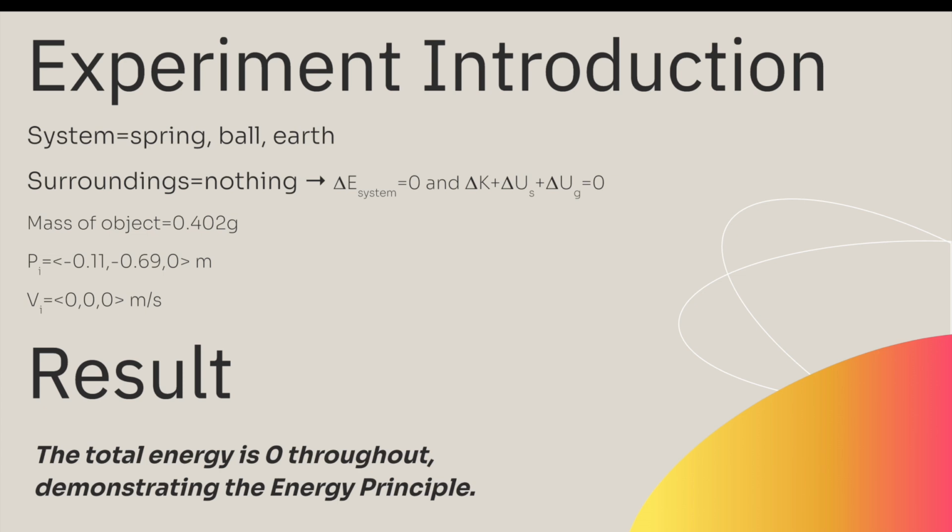So introducing the experiment, the system would be the spring, the ball, and the earth, and the surroundings would be nothing. So we're essentially isolating the system, which means that the change in energy of the system would equal zero, and therefore the change in kinetic energy plus the change in spring potential energy plus the change in gravitational potential energy would also equal zero. The mass of the object is 0.402 grams, and the position and velocity initial values are stated here. So the result of this experiment is that the total energy is zero throughout, which successfully demonstrates the energy principle.